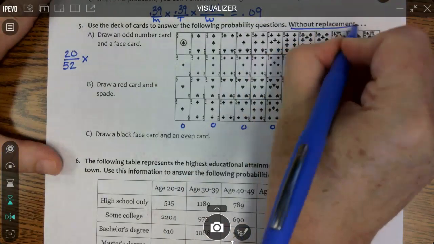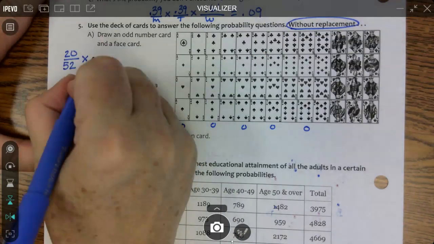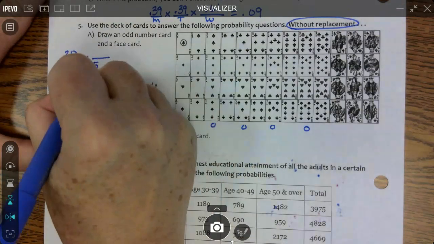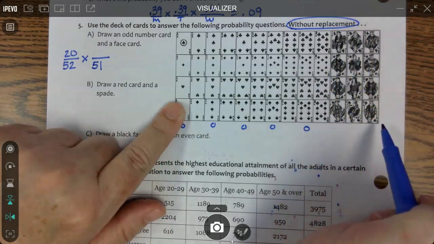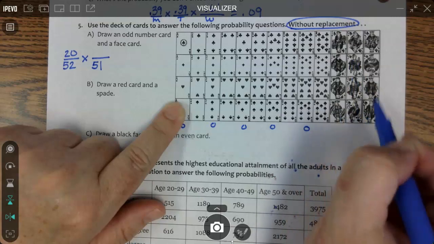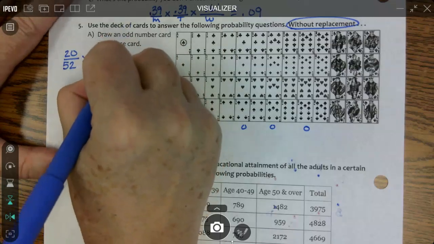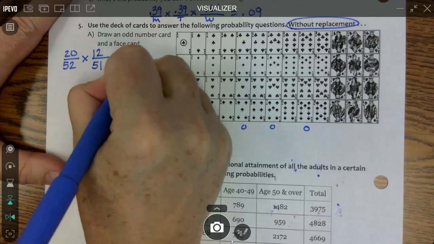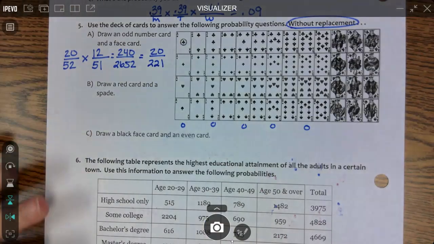Now here's the question, or the most important thing. Without replacement. So I'm holding an odd. So if I hold this odd, that means I'm down to 51 cards. But if I hold this odd card out, how many face cards are left? So all of these are face cards. So that's 1, 2, 3 times 4 is 12. So you get 240 over 2652, or 20 over 221.